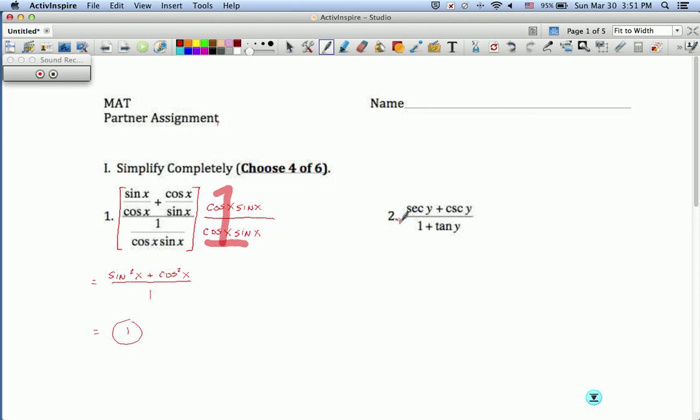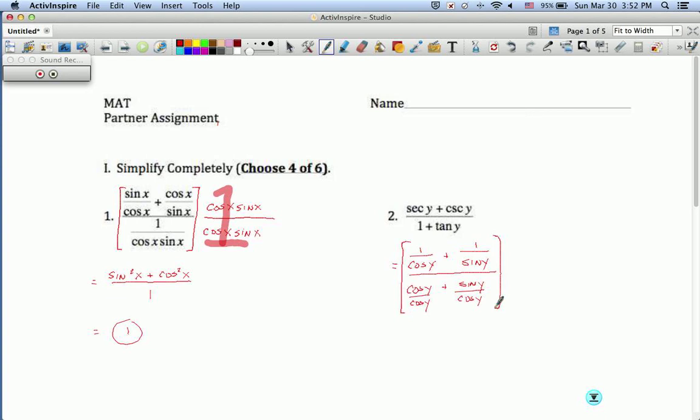Number 2 is really the same problem, except you have to write it as the complex fraction first. Secant is 1 over cosine. Cosecant is 1 over sine. Tangent is sine over cosine. And 1 is basically whatever over whatever. Since I have a cosine here, I'm going to make it cosine over cosine. Fancy form of 1. And I'm going to begin the process all over again.